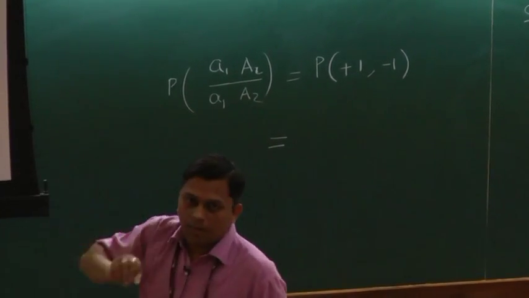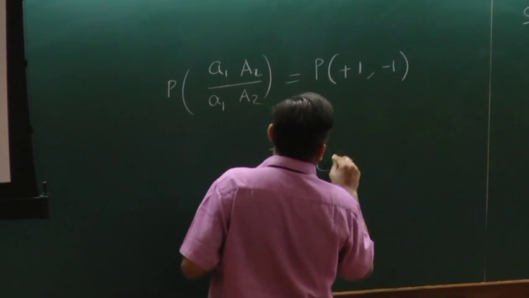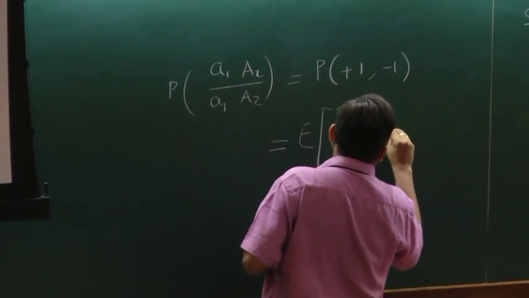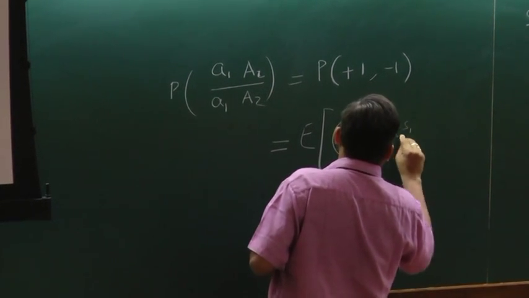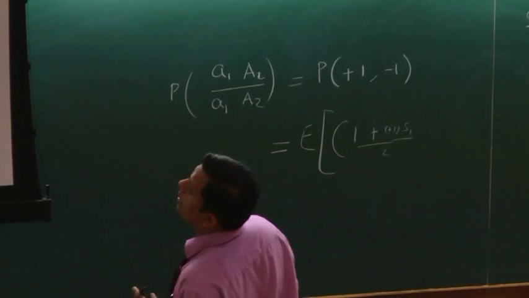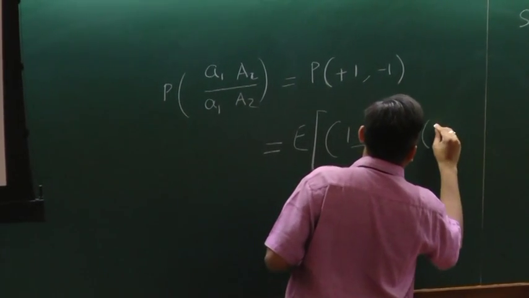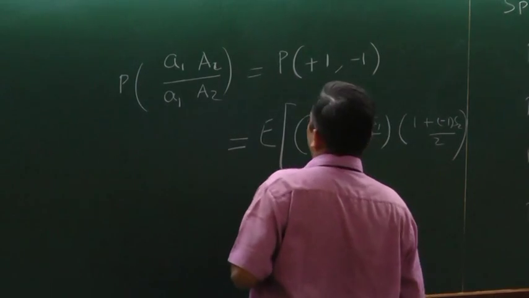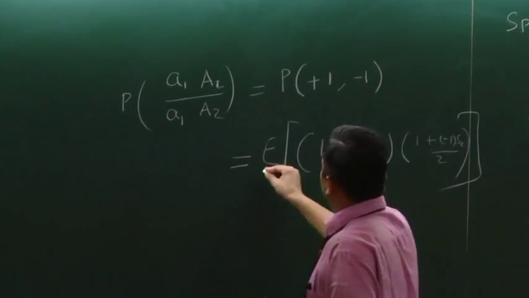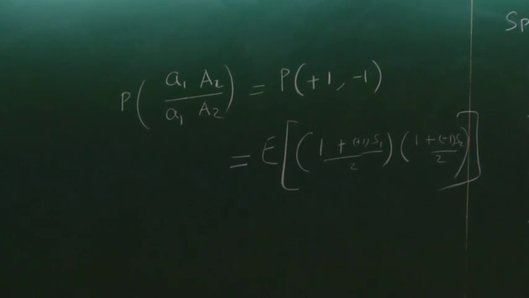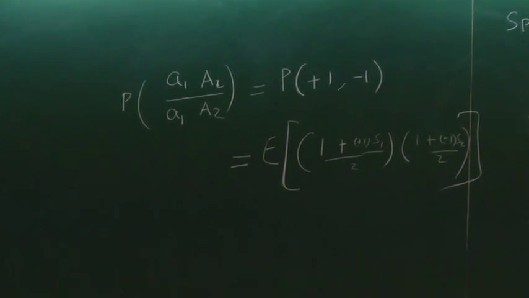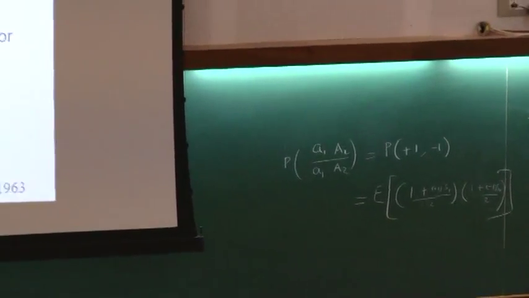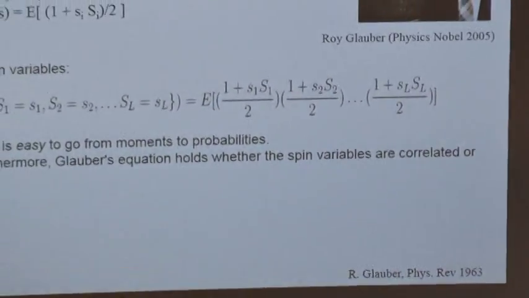And the way Glauber's formula works is you put the expectation of 1 plus S1 by 2, so S1 is +1, into 1 plus minus S2 by 2. Is that clear? If you expand this, you will get the probability of each RIL genotype in terms of these expectations. If you have all the expectations till L loci, all the spin products, then you can very easily compute back the probability of each of the RIL genotypes using this formula.